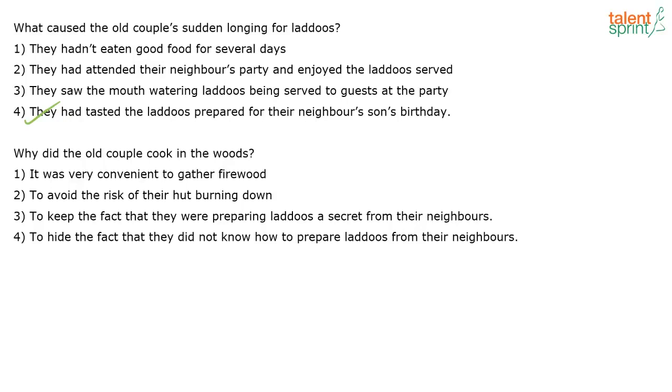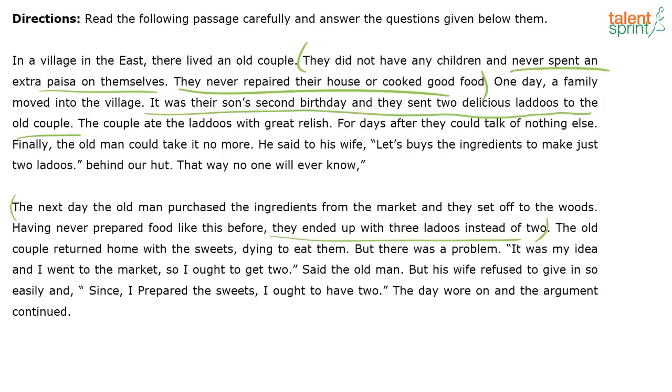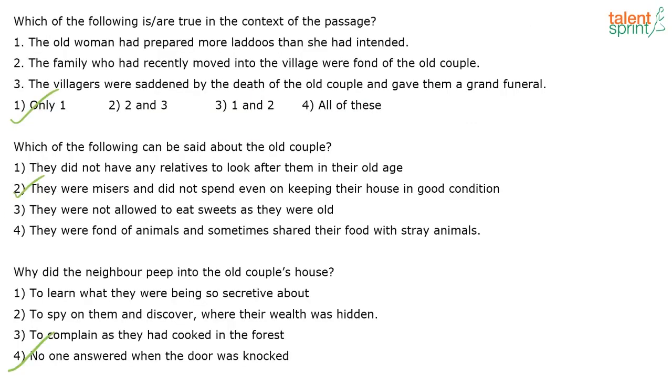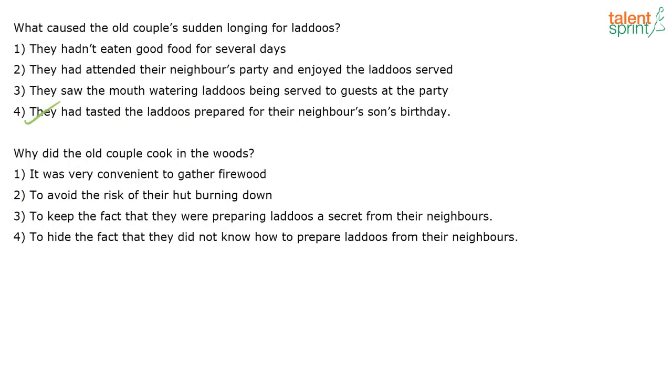What's the answer for this one? Why did the old couple cook in the woods? I'm sure we all know it's 3, right? I mean, you read the story and you know it has to be 3. If in case you want a proof from the passage, it's right there in the first para, last 2 lines, right? It says, let's buy the ingredients to make just 2 laddus behind a hut. That way, no one will ever know. So obviously they want to keep it a secret because they want to have the laddus for themselves. You know, they don't have the means to share it with others. Remember, they are misers. They don't spend anyways. So let's move on. That's it. Just 5 questions. So the option 3, right?